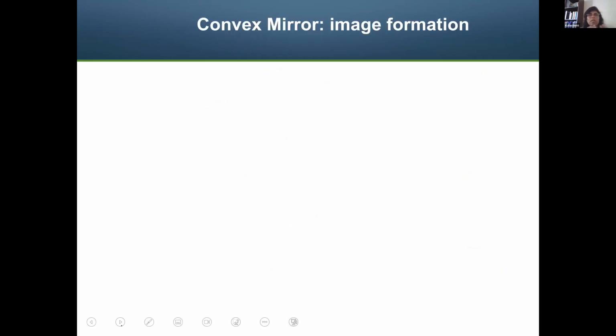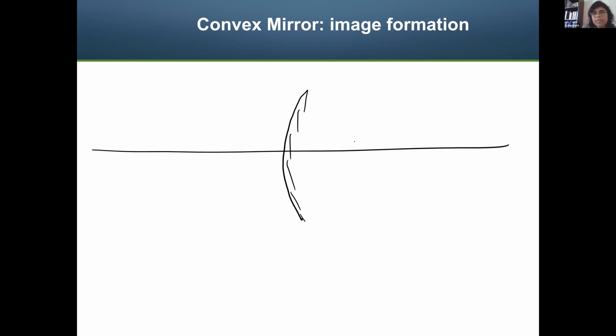Okay, so now convex mirrors. We're going to do exactly the same thing, 4 rays for the convex mirror. So now for the convex mirror, we have this shape, flexing out from the object, and again your optical axis, your focal point, and the center, right? We're going to keep the object always in front of the mirror.